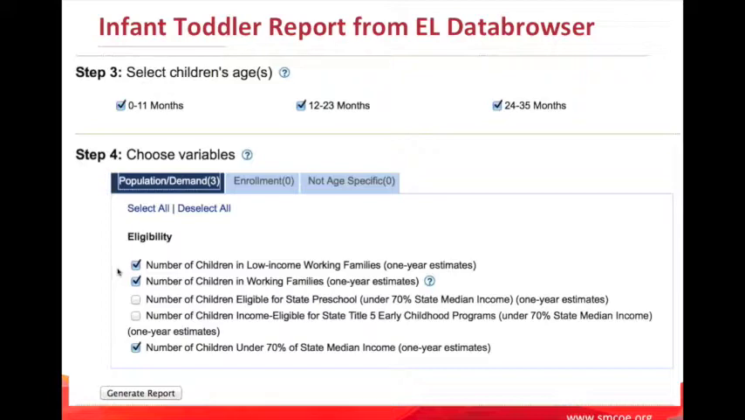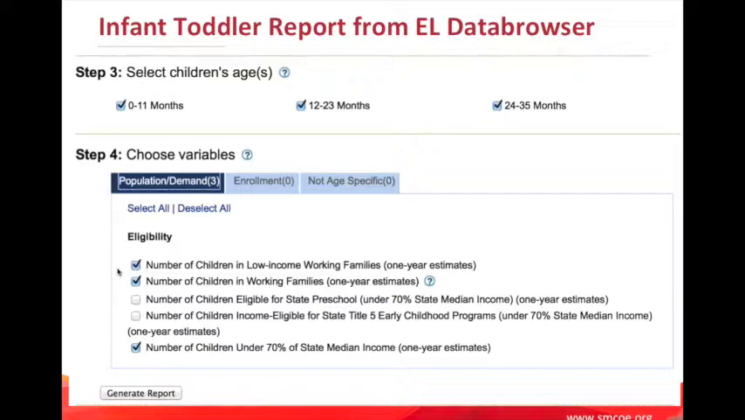These virtually are all the same. So the number of children in low-income working families, they mean at 70% of state median. The number of children eligible for state preschool is also under 70%, and income eligible for CCTR is also 70%. So you're just wanting to know basically what is the number of low-income families who are working. I like to look at what is the number of children in working families. So this is not going to be low-income only, but all families.